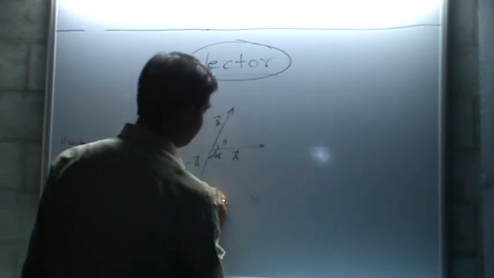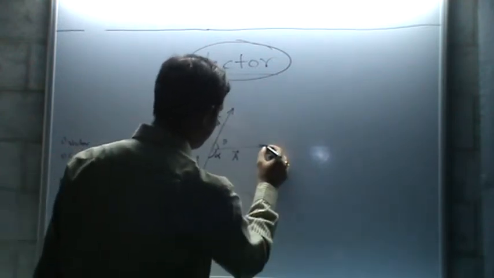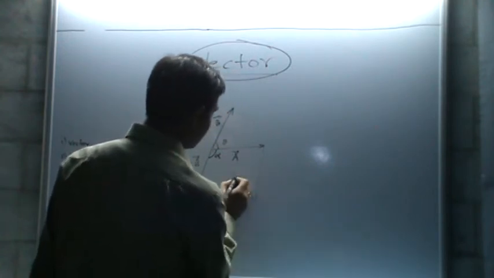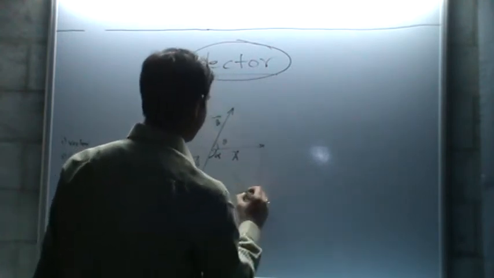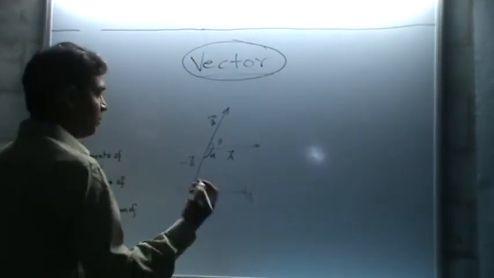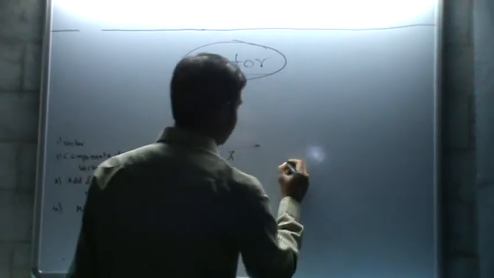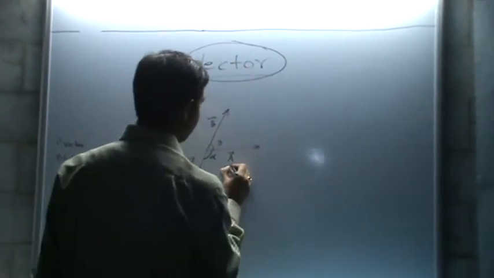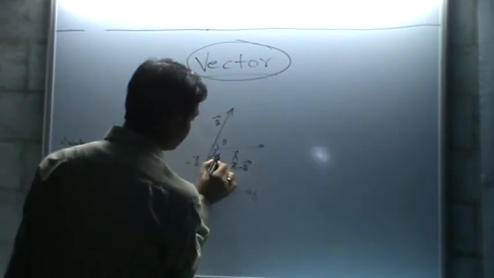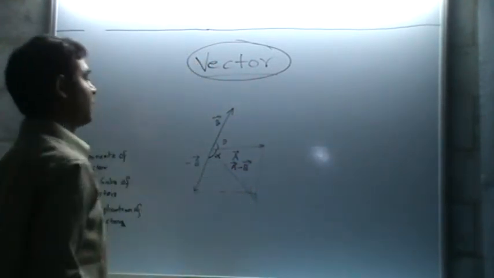Again we do the same thing. Draw the parallelogram and calculate the resultant vector. Again, the magnitude will remain same. This will become A minus B. This is the resultant vector.